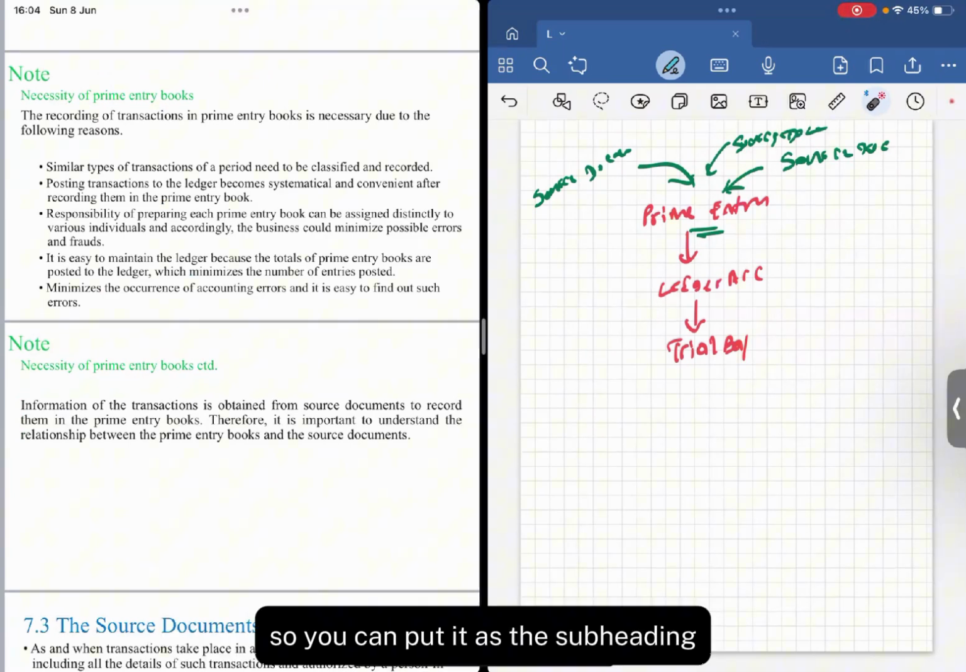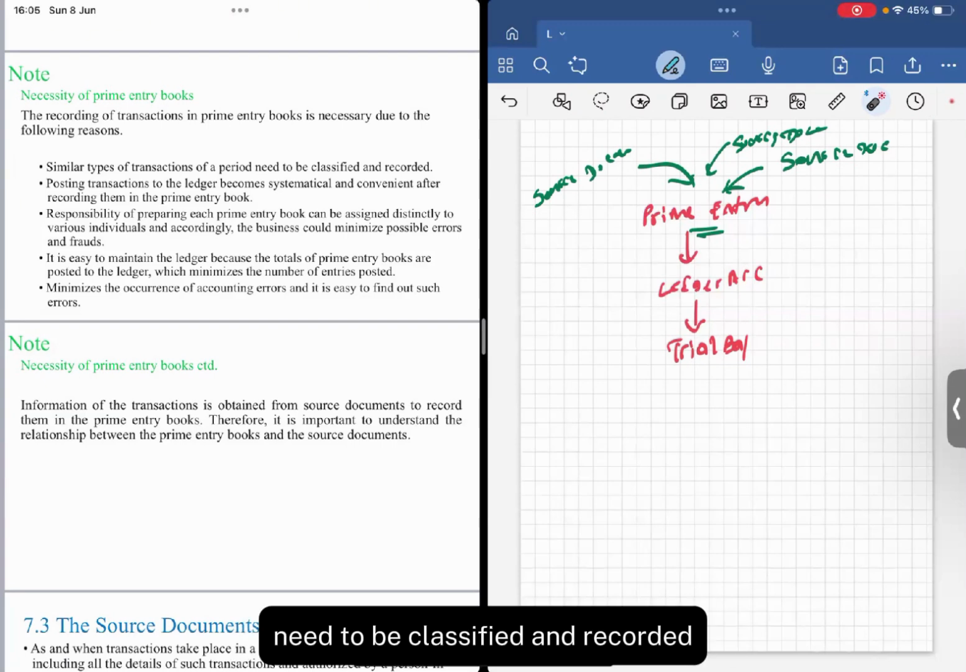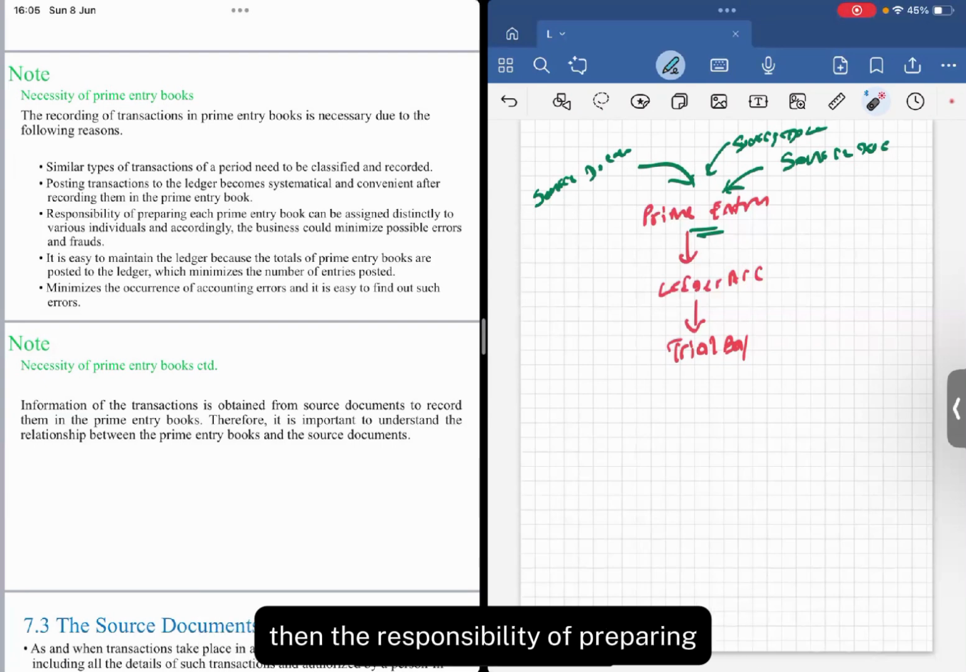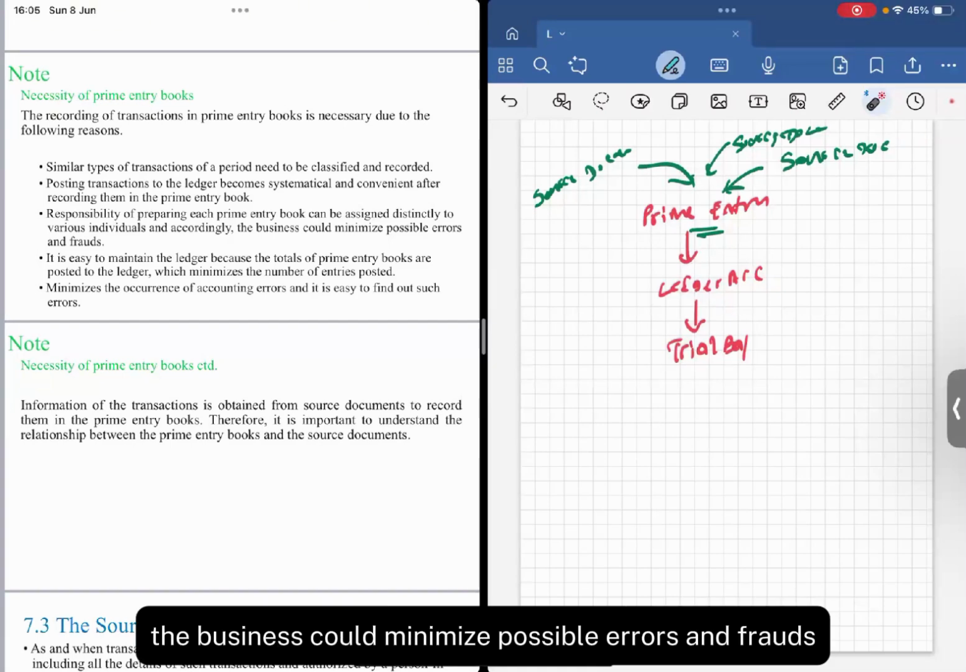So in fact, put it as the subheading. Then the recording of transactions in prime entry books is necessary due to the following reasons. Similar types of transactions of a period need to be classified and recorded. Posting transactions to the ledger accounts becomes systematic and convenient after recording them in the prime entry book. Then the responsibility of preparing each prime entry book can be assigned distinctly to various individuals, and accordingly the business could minimize possible errors and frauds.